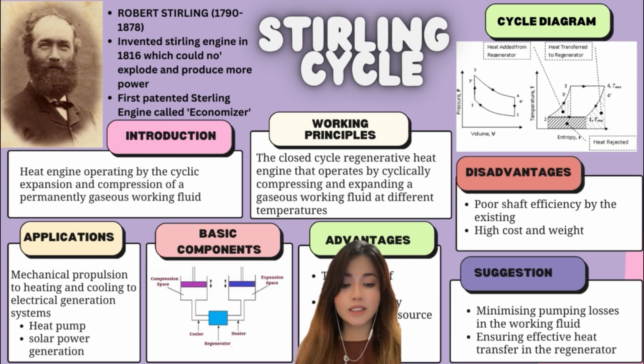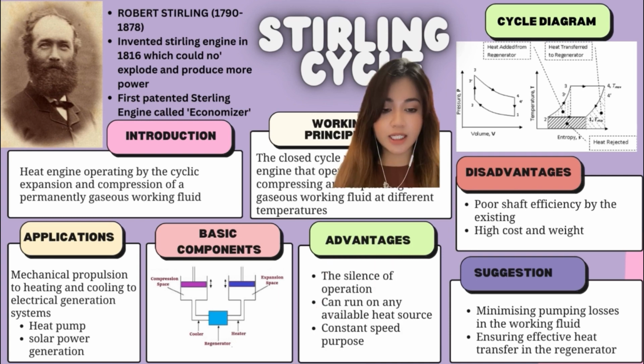Working principle. A Stirling cycle engine is a closed cycle regenerative heat engine that operates by compressing and expanding a gaseous working fluid at different temperatures, such that there is a conversion of heat energy to mechanical work. Next, we will go to the cycle diagram. As you can see, they have 2 diagrams over there, temperature and pressure. This is the diagram of the Stirling cycle.